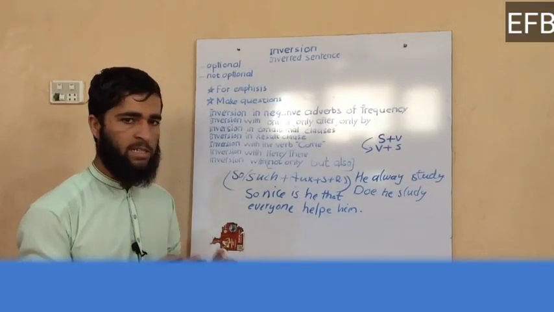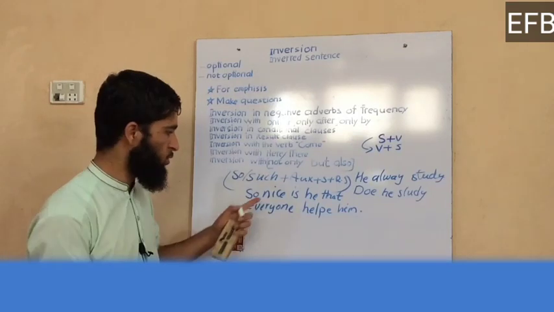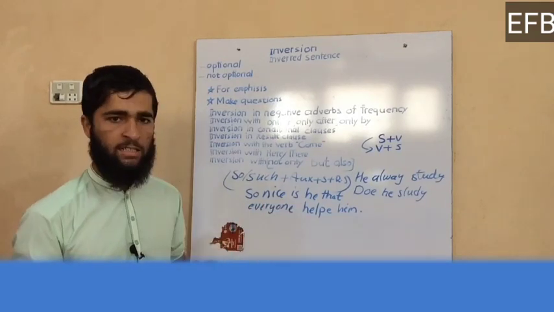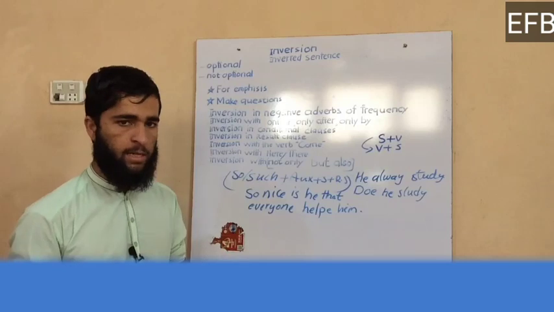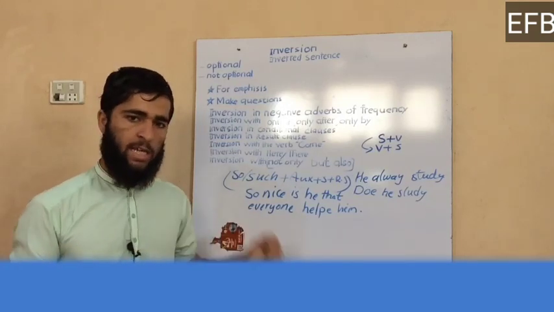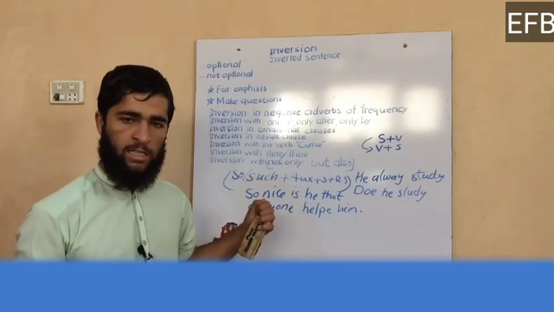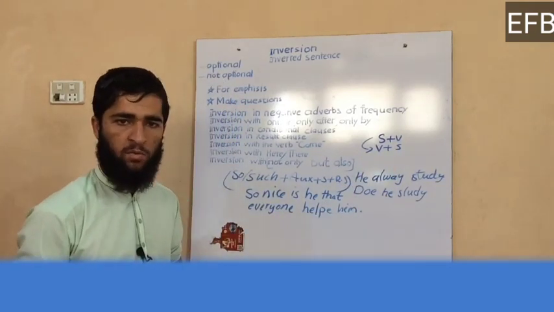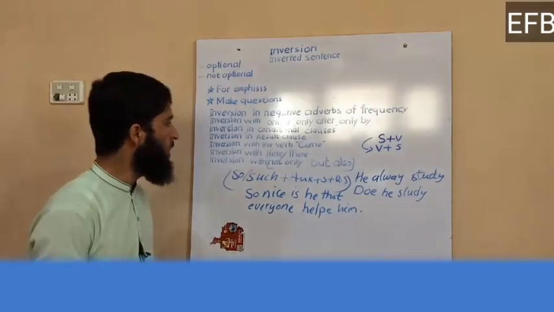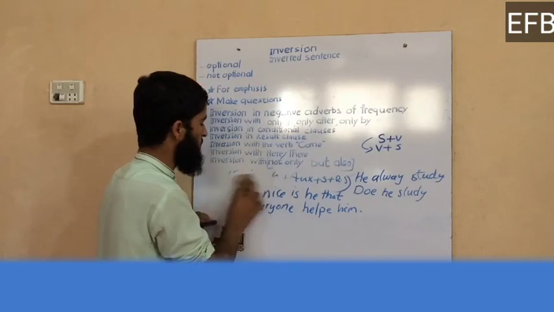If you want to make it a main clause or conditional clause, result clause, and so on, you could say he is so nice that everyone helps him. But if you want to make inversion, you should say so nice is he, because first we have the verb then the subject. So nice is he that everyone helps him. Did you get it?